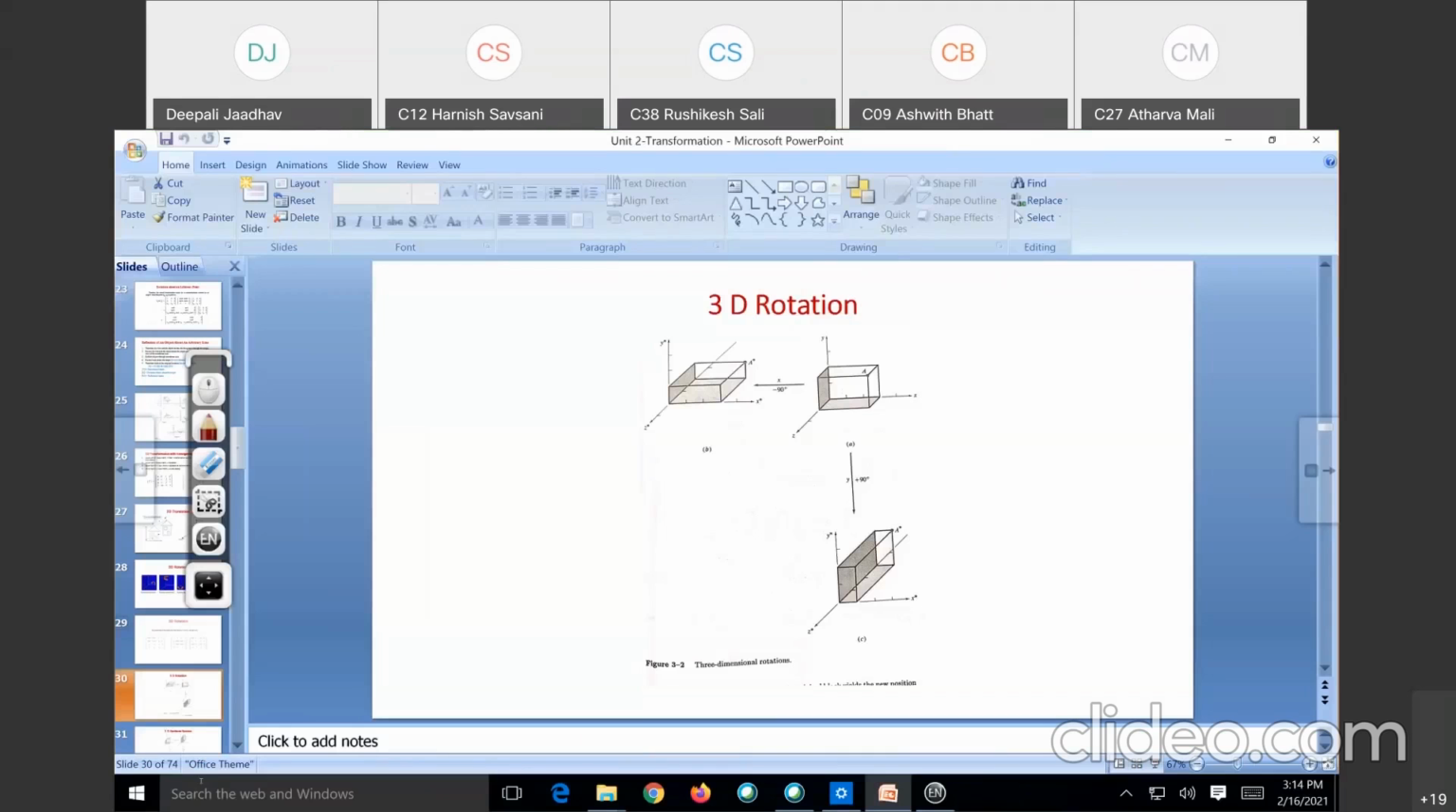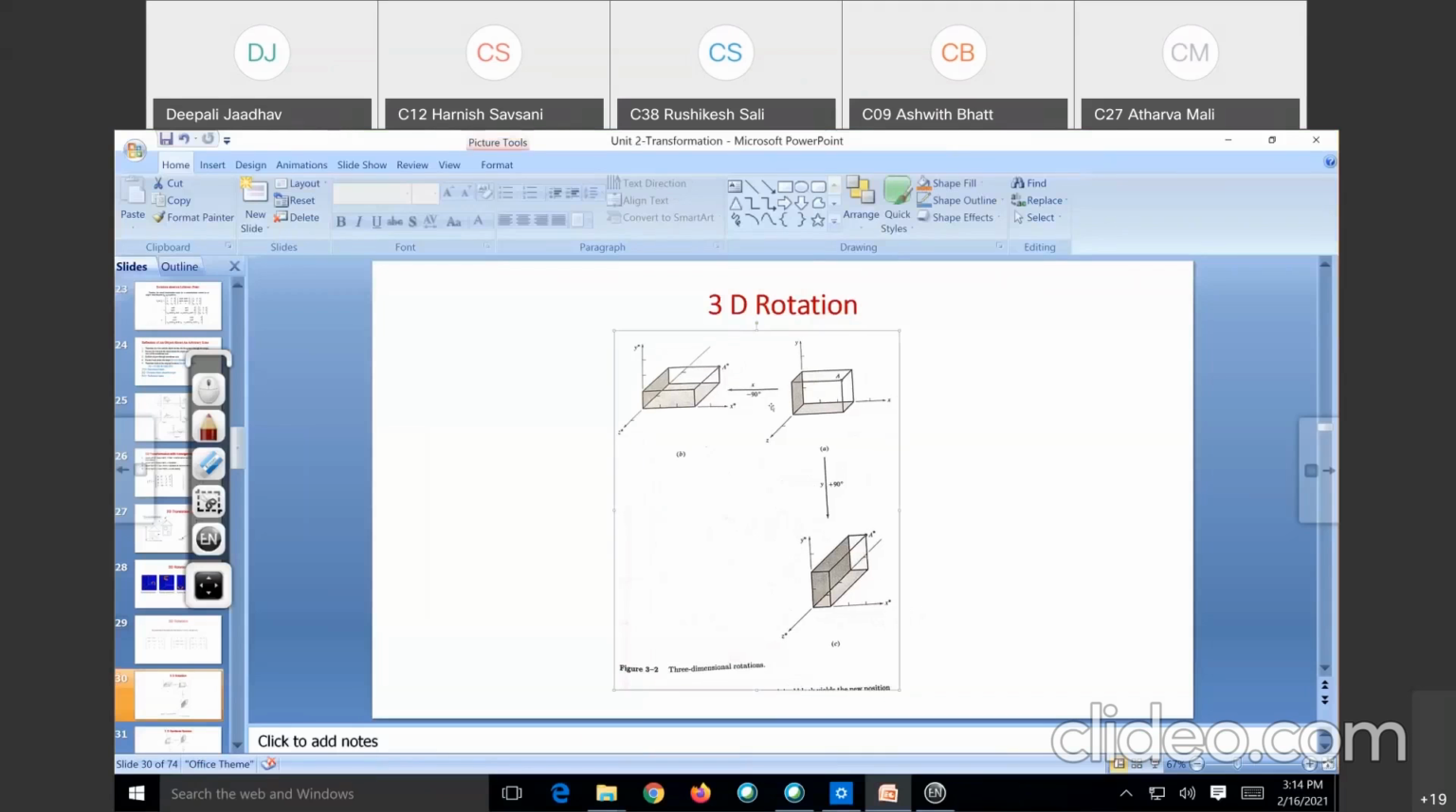If we rotate by 90 degrees, or minus 90 degrees, it is a minus 90. If we rotate by minus 90 degrees about the x-axis, then this cube will appear like this. This will be 90 degrees. This is minus 90. It is like this, but after rotation, it looks like minus 90.